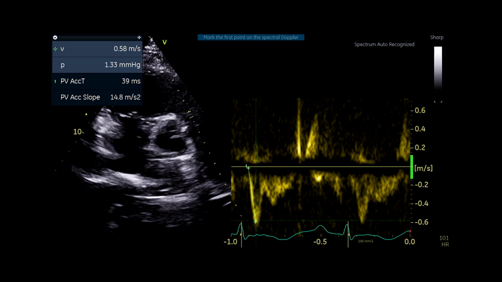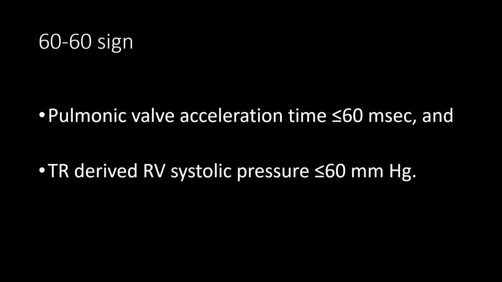time is greatly shortened. There is something which is called a 60-60 sign, which again is pathognomonic of acute pulmonary embolism. What is 60-60 sign? Where the pulmonary valve acceleration time is less than 60 milliseconds, and the TR derived RV systolic pressure is less than 60 millimeter of mercury. This sign again has a very high specificity but a low sensitivity.